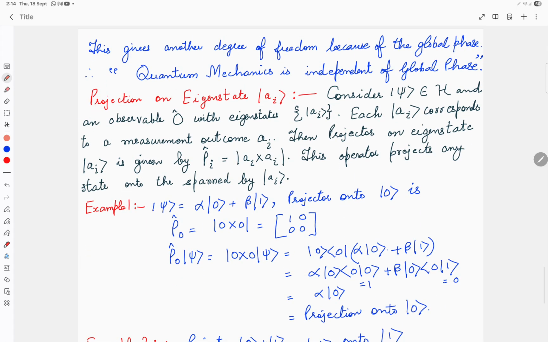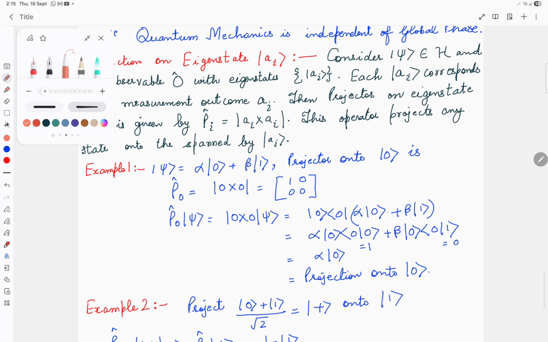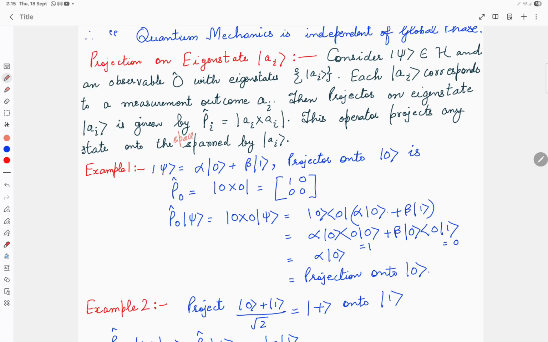Now we can also describe the projection on the eigenstate. Consider a state psi and an observable O with eigenstates ket psi. We consider a projector on the eigenstate a_i, which is given by this projection operator. This operator projects any state onto the space spanned by a_i.